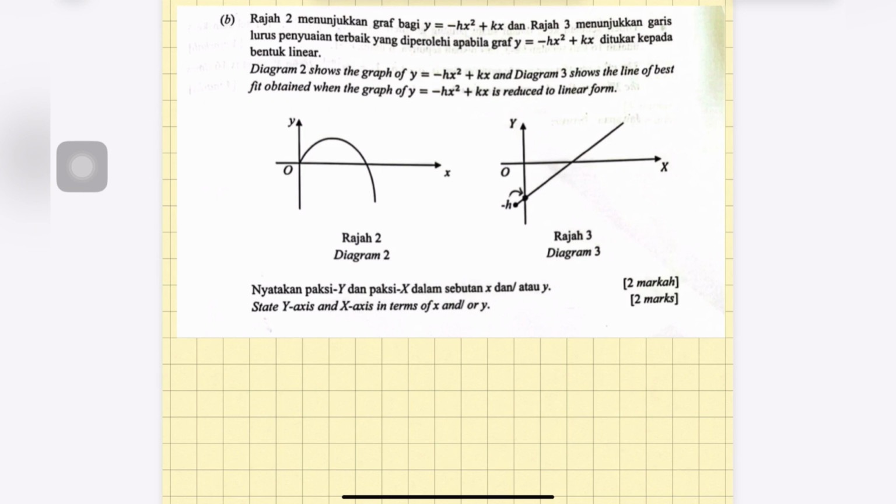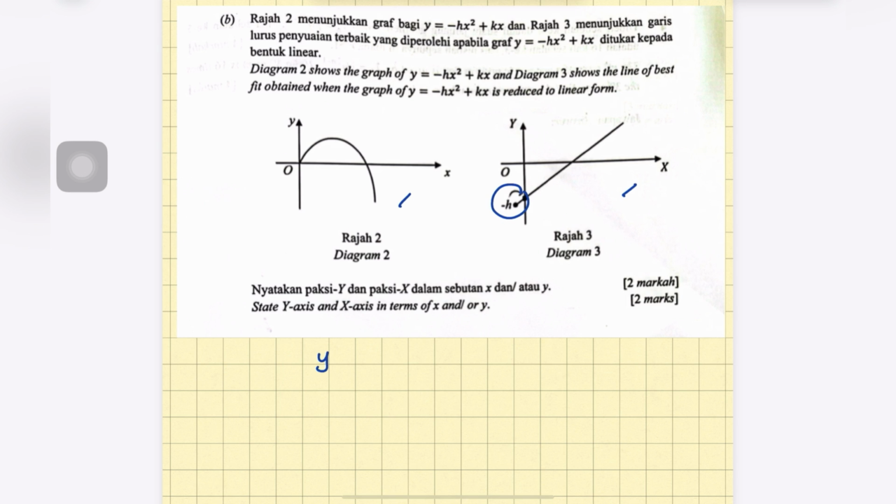B, diagram 2 shows the graph of y equals negative hx squared plus kx, and diagram 3 shows the line of best fit obtained when the graph of y equals negative hx squared plus kx is reduced to linear form. State big Y and big X in terms of x and or y. Okay, so this is non-linear to linear. The clue is negative h is the intercept.